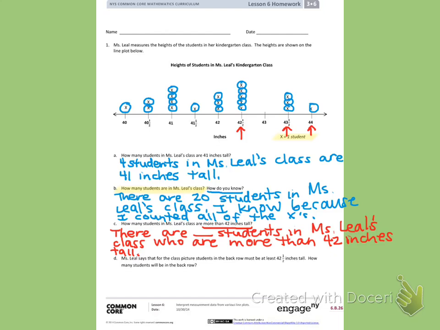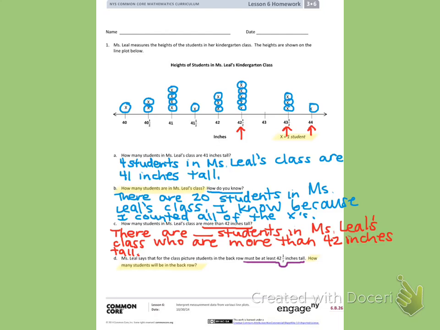And item D says, Miss Leal says that for the class picture, students in the back row must be at least 42.5 inches tall. How many students will be in the back row? Going to underline that. That's important information. They must be at least 42.5 inches tall. How many students will be in the back row?